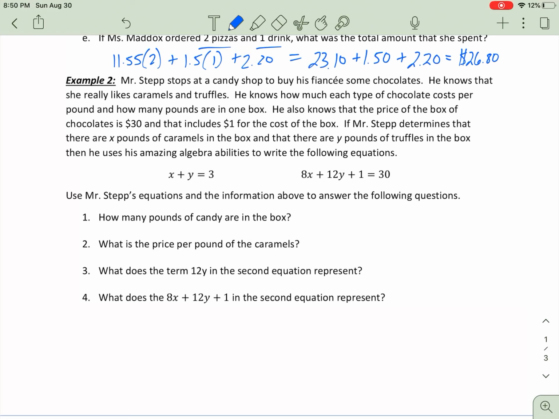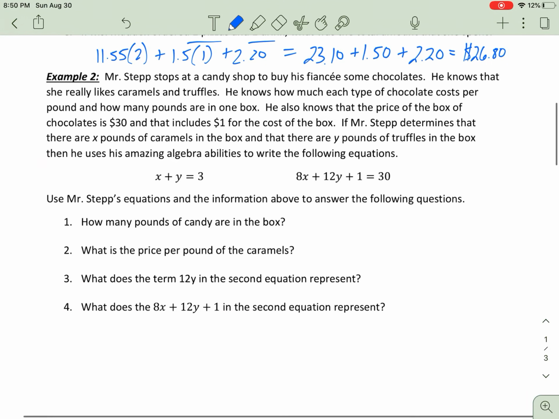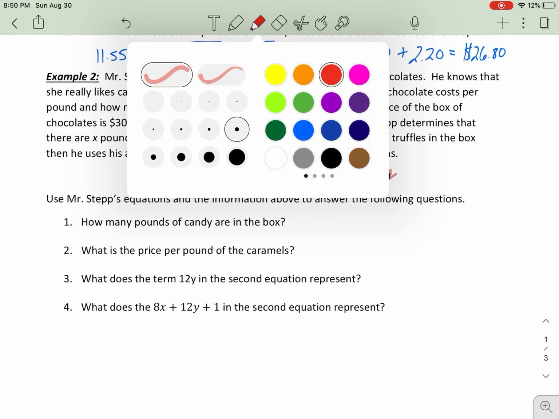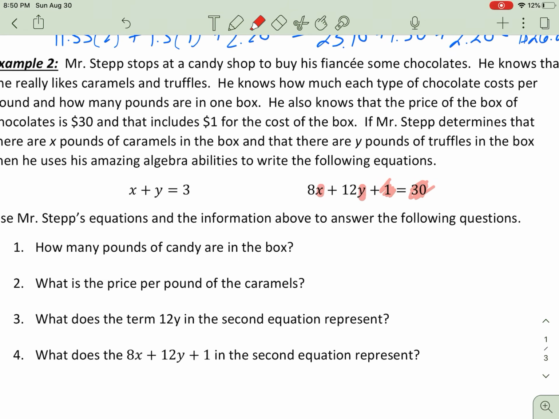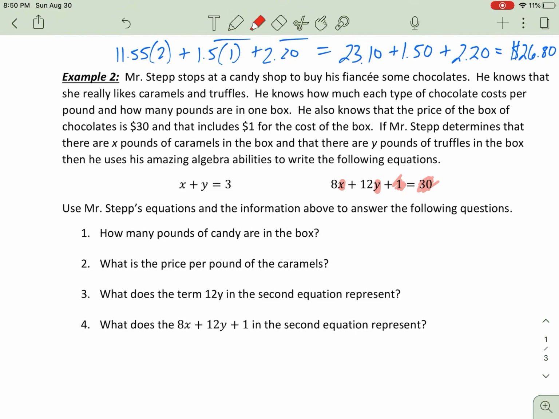And that includes $1 for the cost of the box. Okay, so $30 is the total. Okay, $1 for the cost of the box, X pounds of caramels, and Y pounds of truffles.